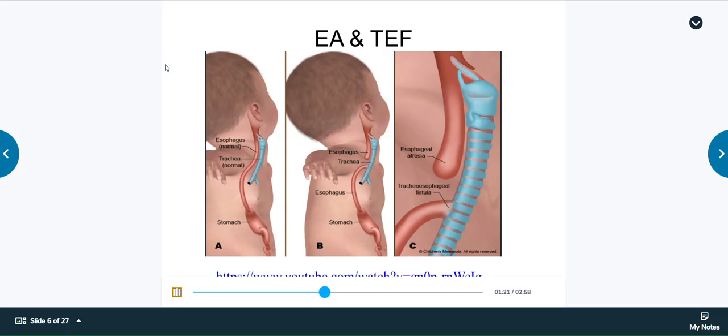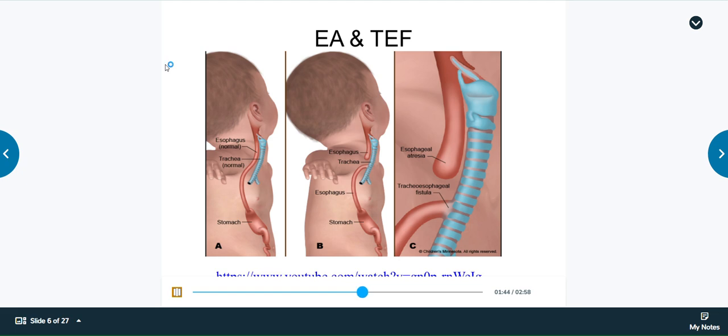To diagnose infants with this, a lot of times they have a history of polyhydramnios during pregnancy. Normally, babies in utero are swallowing amniotic fluid, but these babies can't because their esophagus ends in that atresia, or that little pouch. So they tend to accumulate more amniotic fluid in utero.